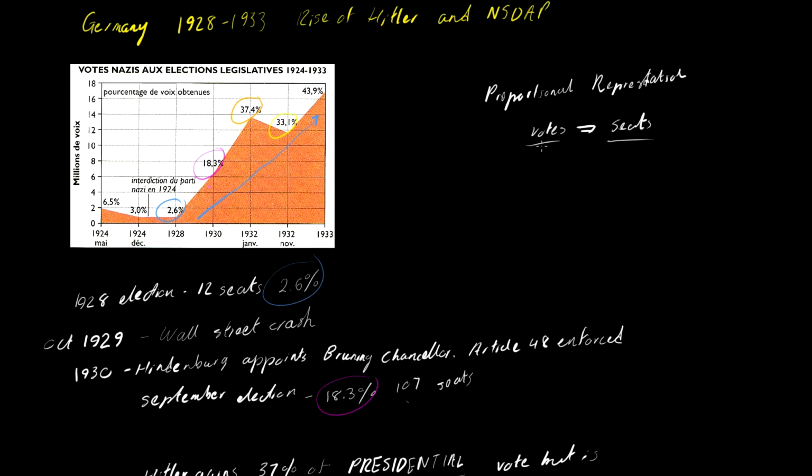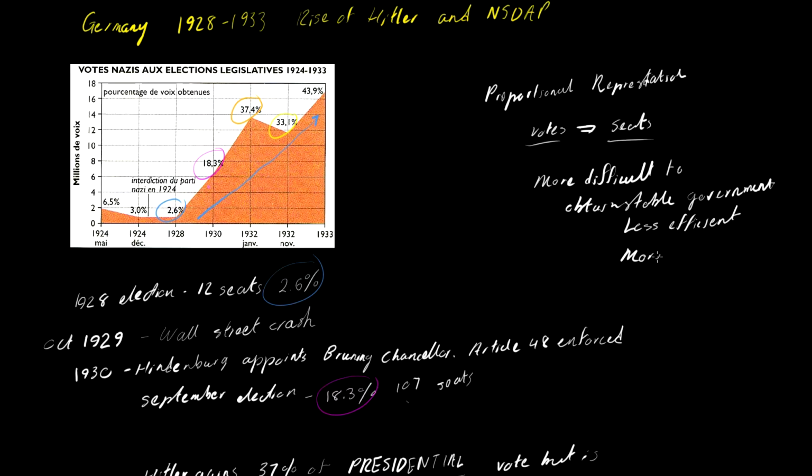So it makes it more difficult to obtain a stable government. So it's less efficient, more difficult to obtain stable government, and it's less efficient than just letting a government take control under a dictatorship. However, it is more fair. So that is the system of proportional representation right there. So this one's fairly significant.